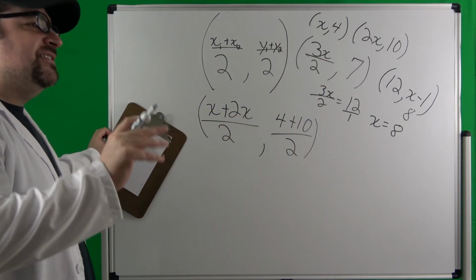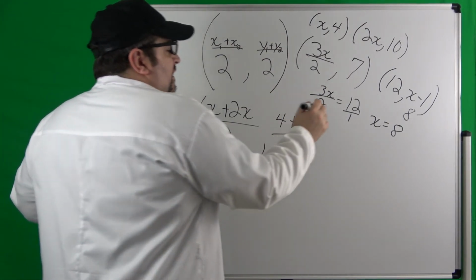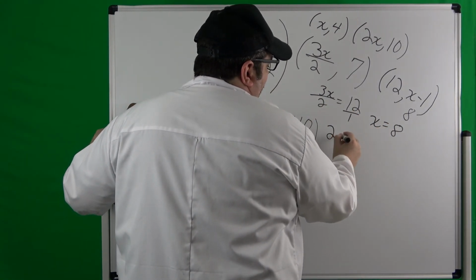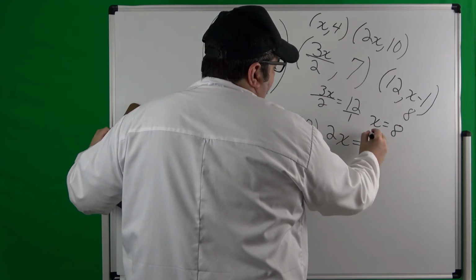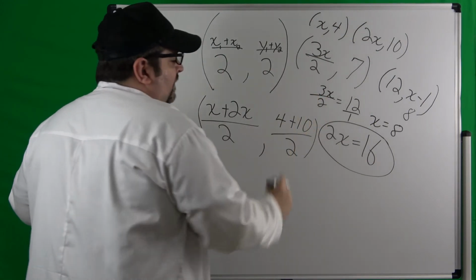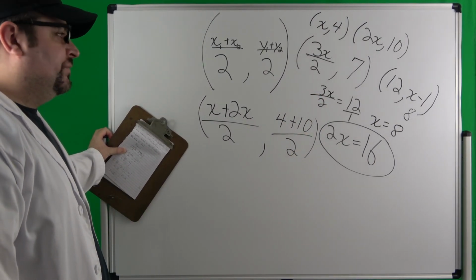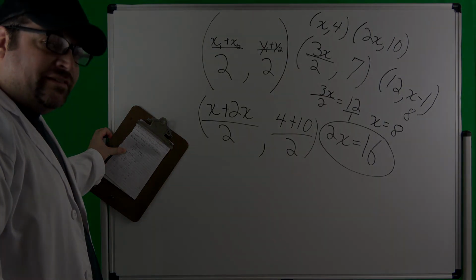Because, see, these tests are always trying to trick you. So if x is 8, 2x equals 16. Yep. I almost got tricked there. I don't like to be tricked.